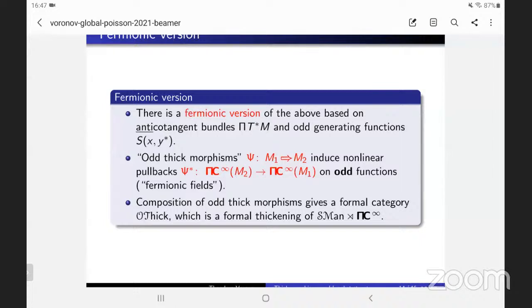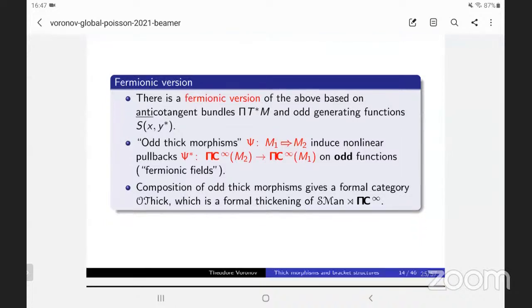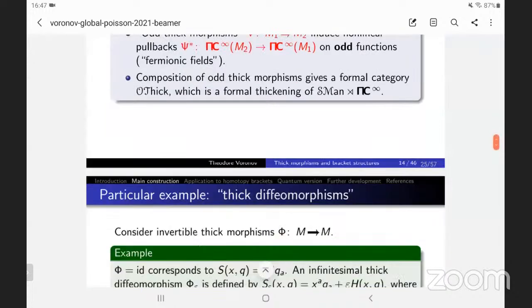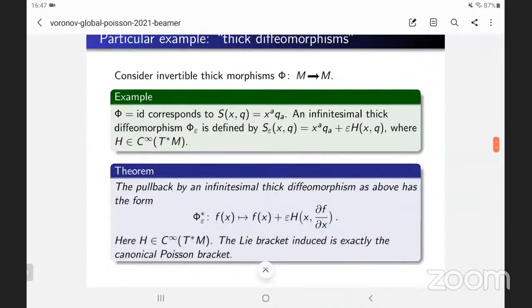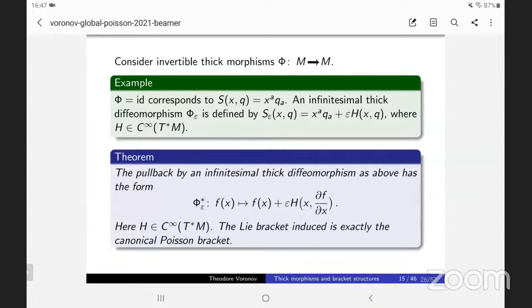One a formal category and another is another formal category. Okay. So let me mention one important particular example, which brings us exactly to Anton's question about canonical transformations. There is a very subtle relation between thick morphism and canonical transformation. Suppose we have just a single manifold. So we can consider invertible thick morphisms, like thick diffeomorphism. So in particular, the ordinary identity map is a thick morphism as well.